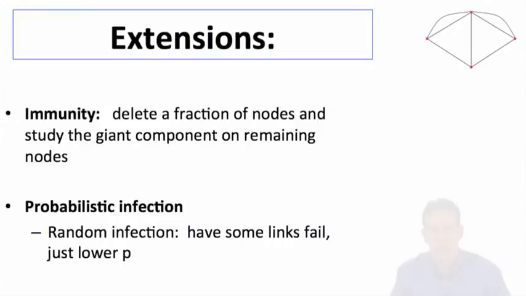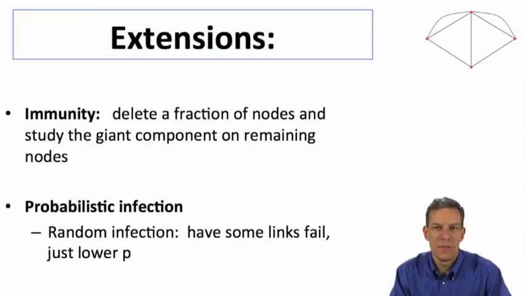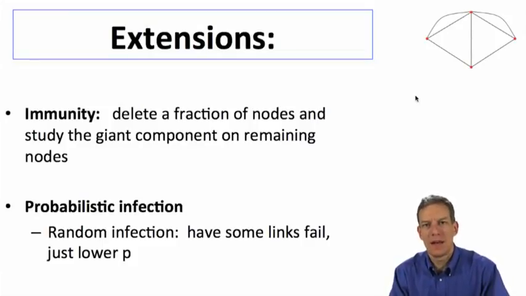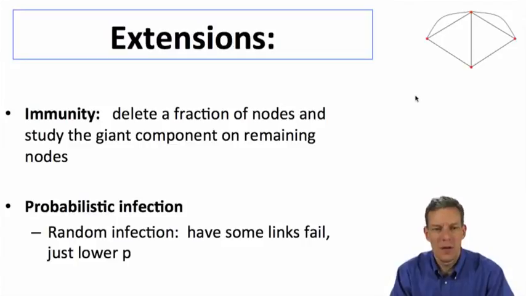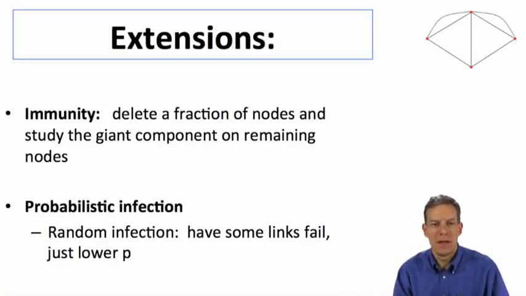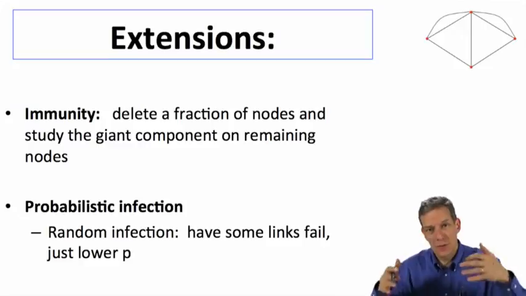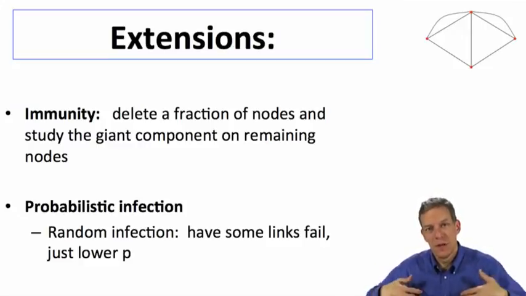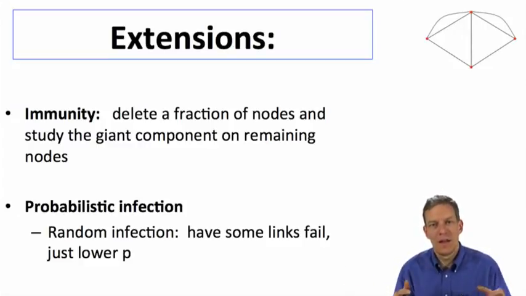Okay, extensions. Let's talk about some extensions quickly. Immunity. Well, that's easy. If some nodes are immune, then they can't catch something, they can't transmit it. So we can just drop those out of our model to begin with, and then study the giant component on the remaining nodes. And what that's going to do is actually decrease the degree, right? If some fraction of the nodes disappear, then that decreases the overall interaction.